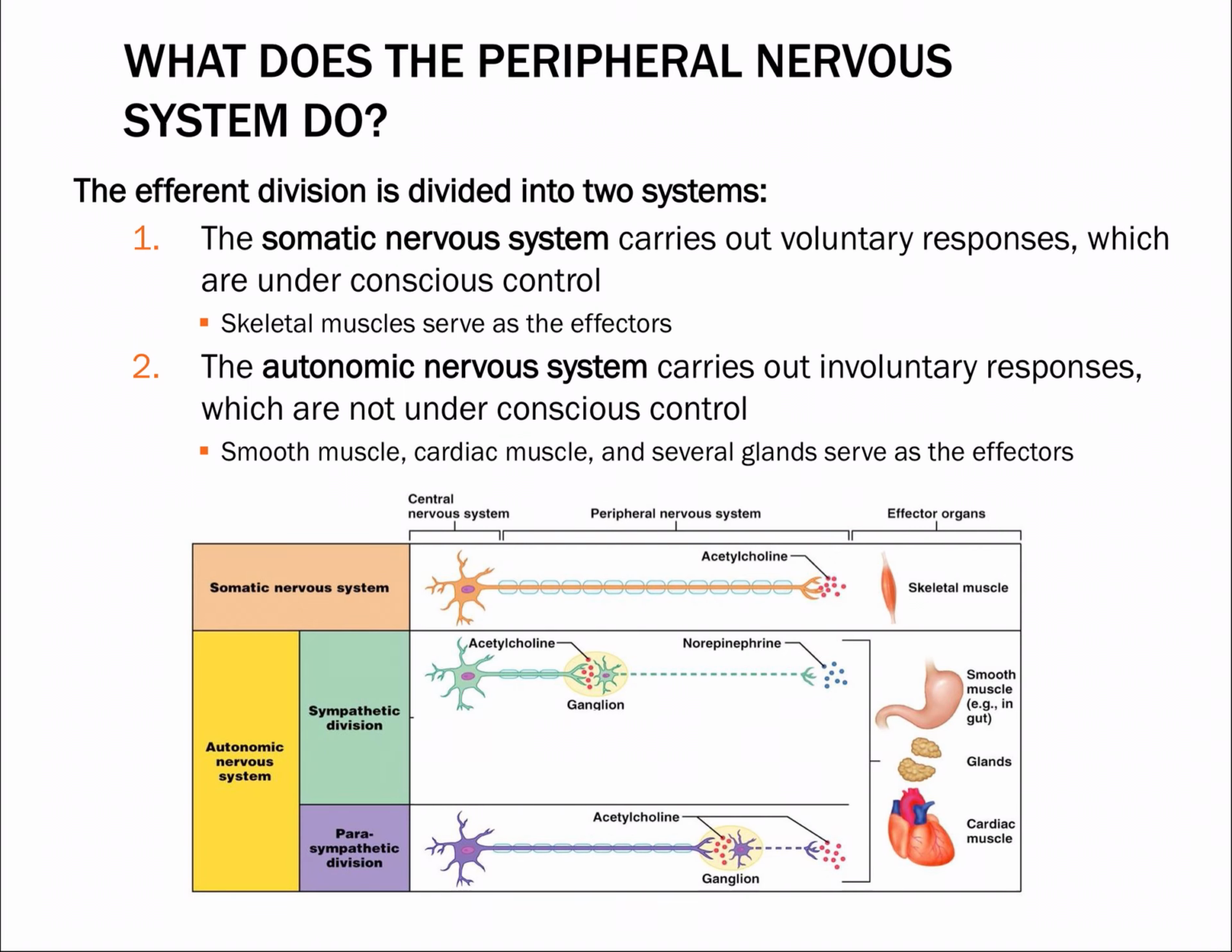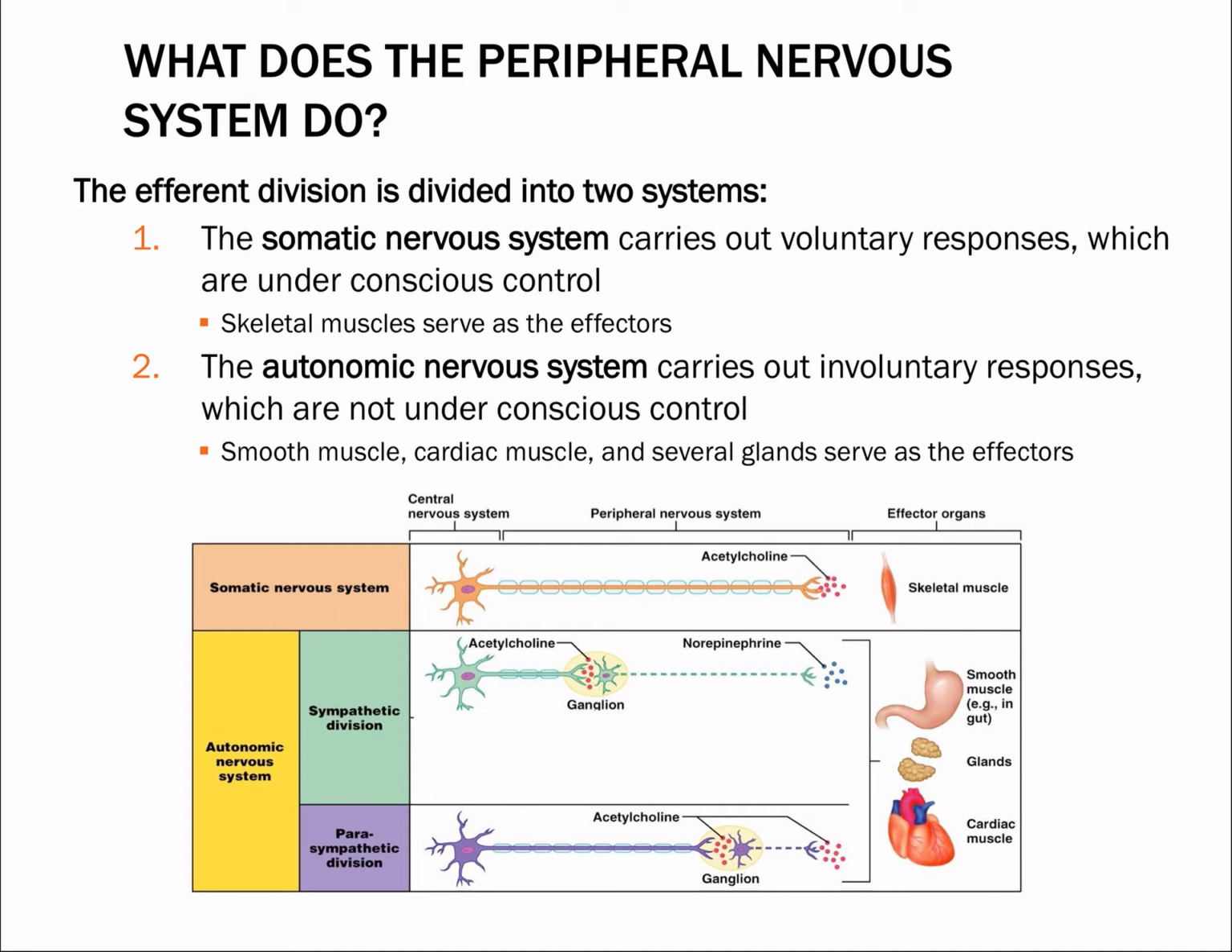So now we can look at the efferent division, so how we control those effectors, by looking at two other divisions of the peripheral nervous system. We can break the efferent division down further into the somatic and the autonomic nervous system. It might help you when you're doing this to draw out a concept map of the different branches of the nervous system.